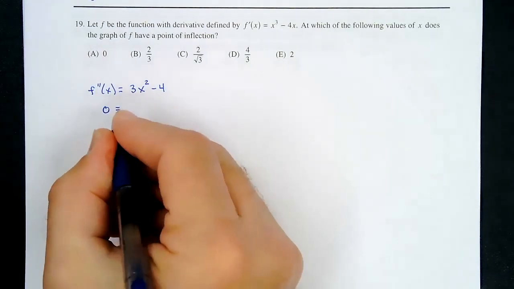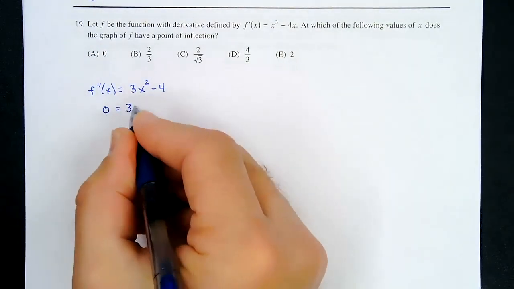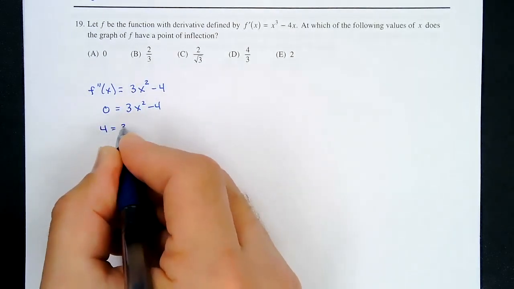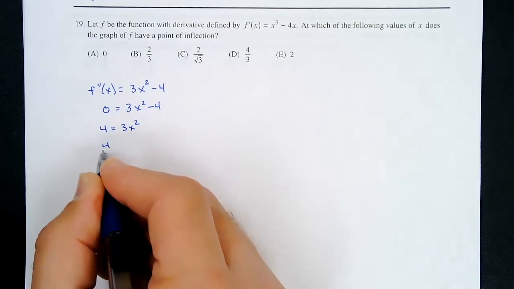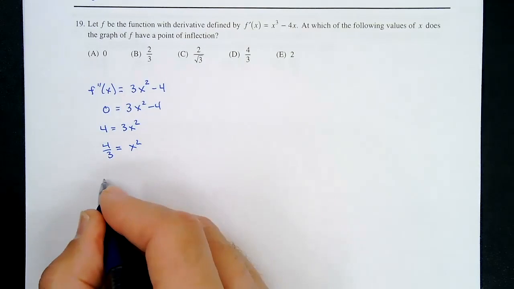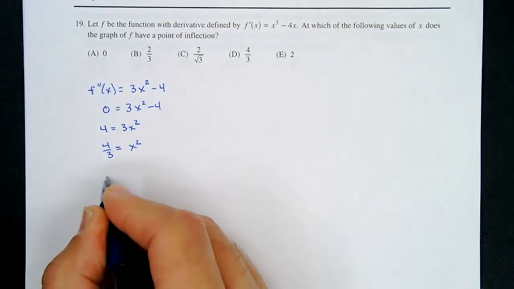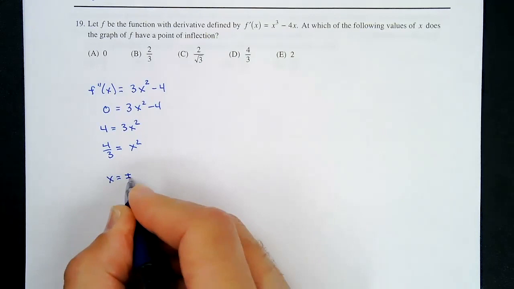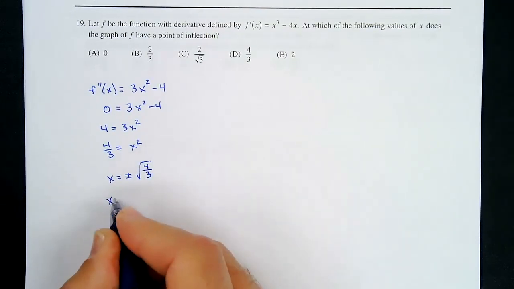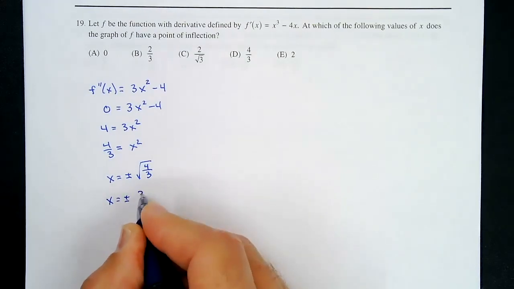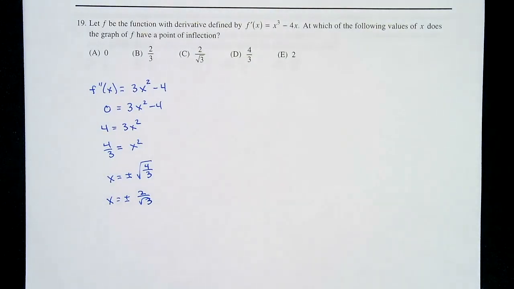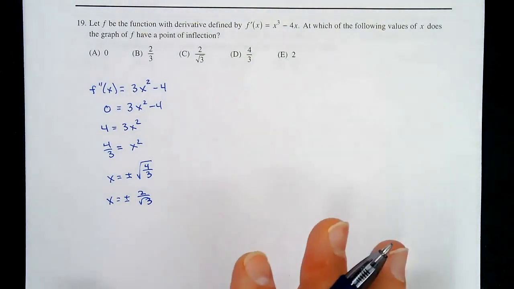So 0 is equal to, we're finding the critical values here, 3x squared minus 4. Adding the 4, we get 4 is equal to 3x squared. That would mean 4/3 is equal to x squared. Square root both sides, and we get x is equal to plus or minus the square root of 4/3. So that means x is equal to plus or minus 2 over the square root of 3. All right, so now we've got to make our sign chart.